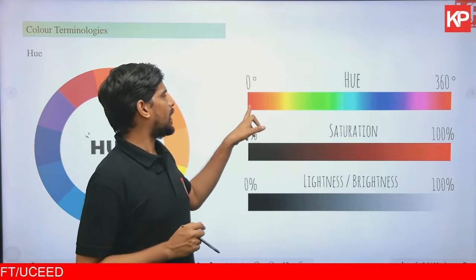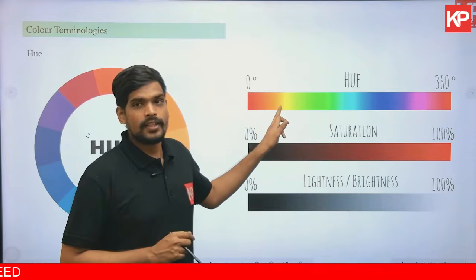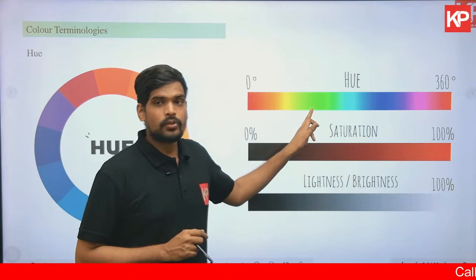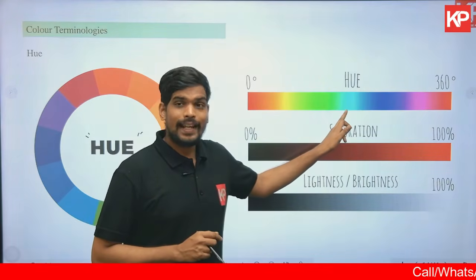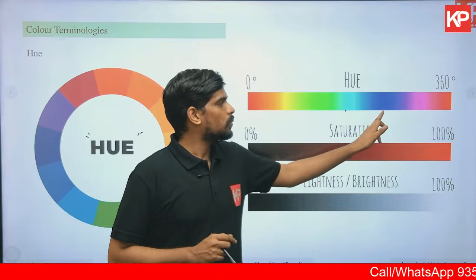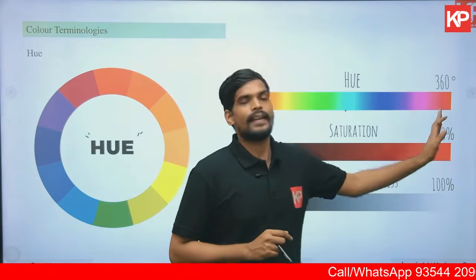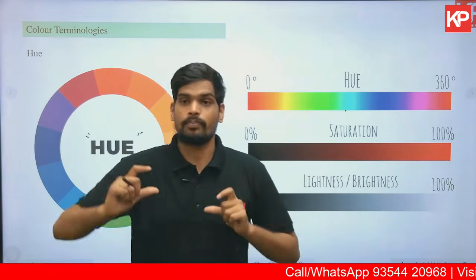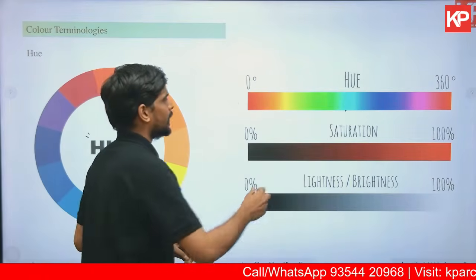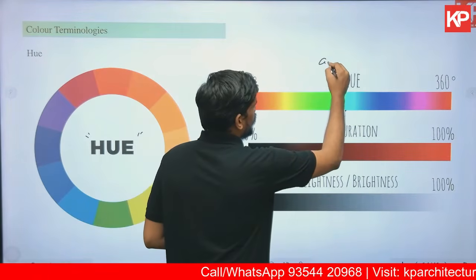If you're looking at this band here, it is red, then the perception changes to yellow, then the perception changes to green, then the perception changes to cyan over here, then the perception changes to blue, then violet, and then pink and red. So there's a change in perception of the spectrum. So hue is basically the change in perception of a color.